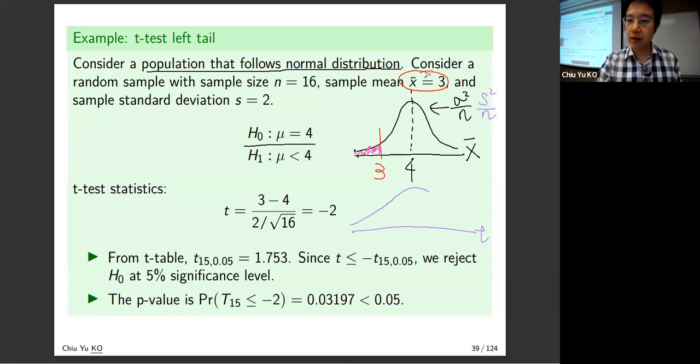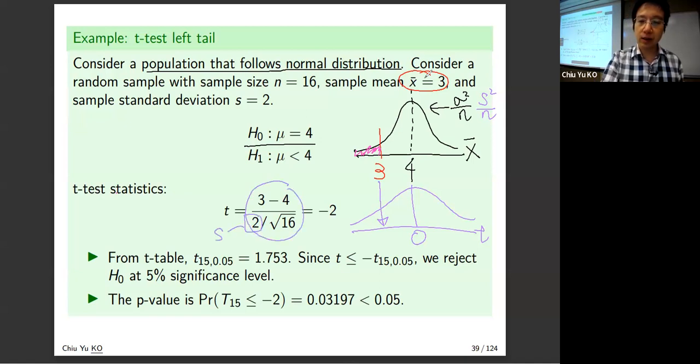It is again 0 here. And how to convert 3 to here? Remember the same formula, except that now this is S. So that is the main difference between Z and T, whether you know the population standard deviation or population variance. If you don't know, rely on this. Of course, in application, most of the time you don't know, because you never know, unless you have good knowledge about it. So this is the standard procedure you would do. And this turns out to be -2.